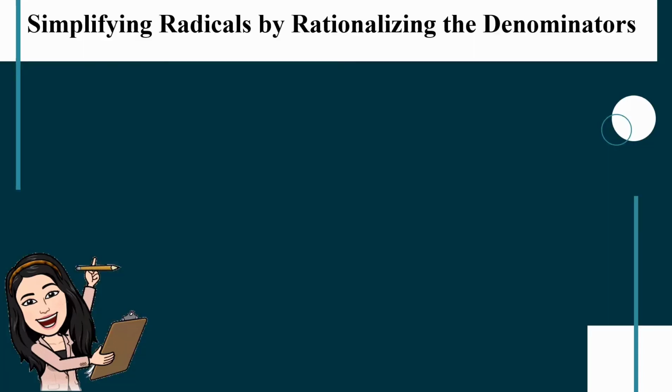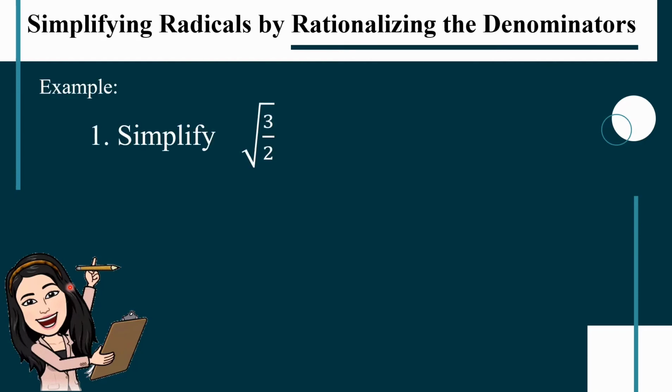Now, class, for our last condition, simplifying radicals by rationalizing denominators. Because we said, in order to make it simplified, there should be no radicals in our denominator. That is the reason why we need to rationalize them. So, how are we going to do it? So, let's have this example. Simplify the square root of 3 over 2.